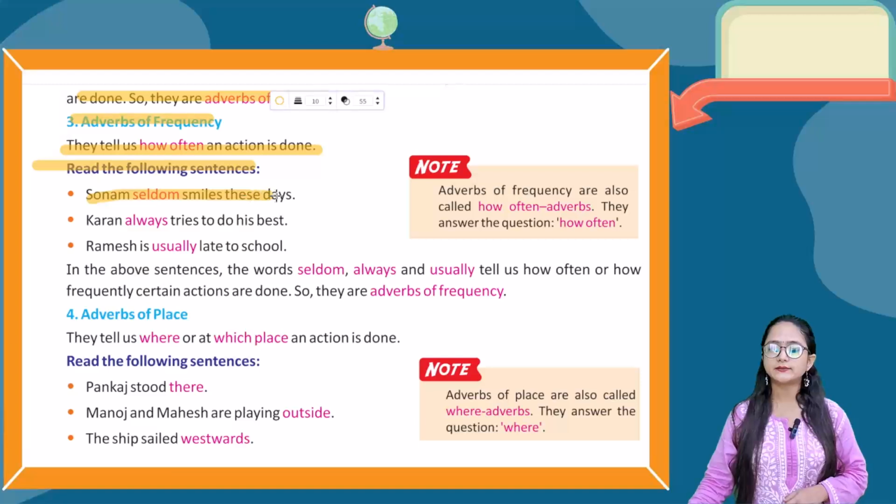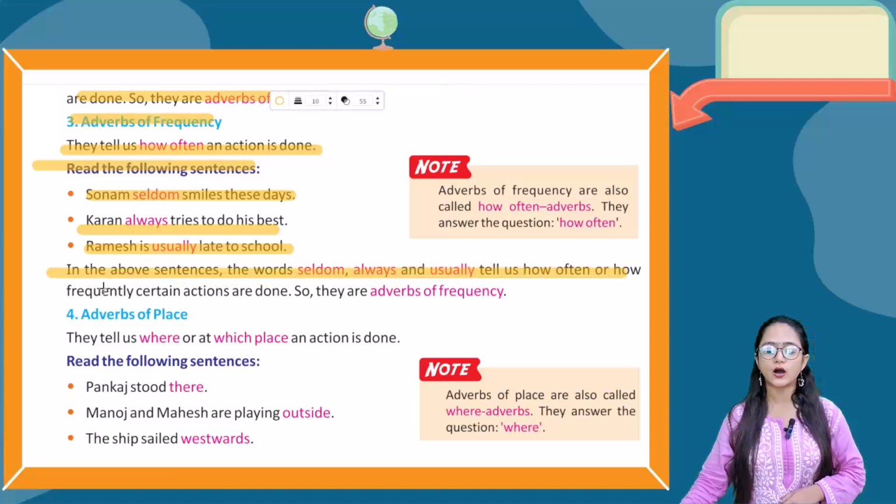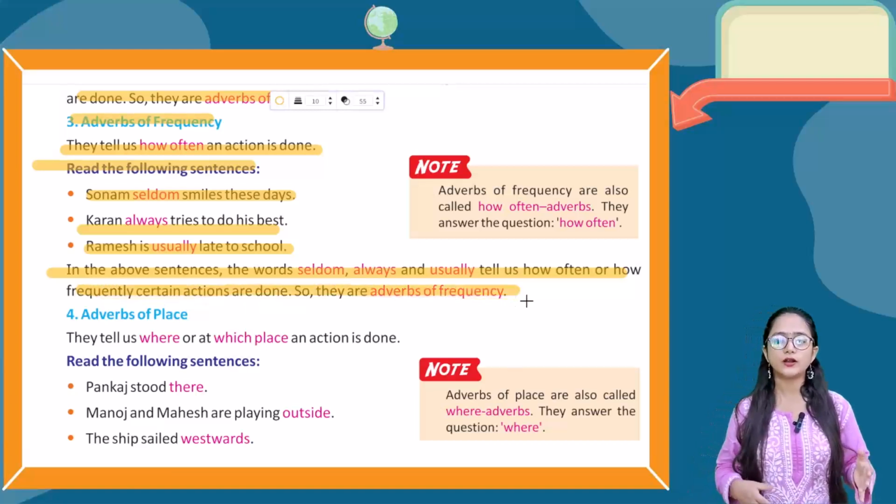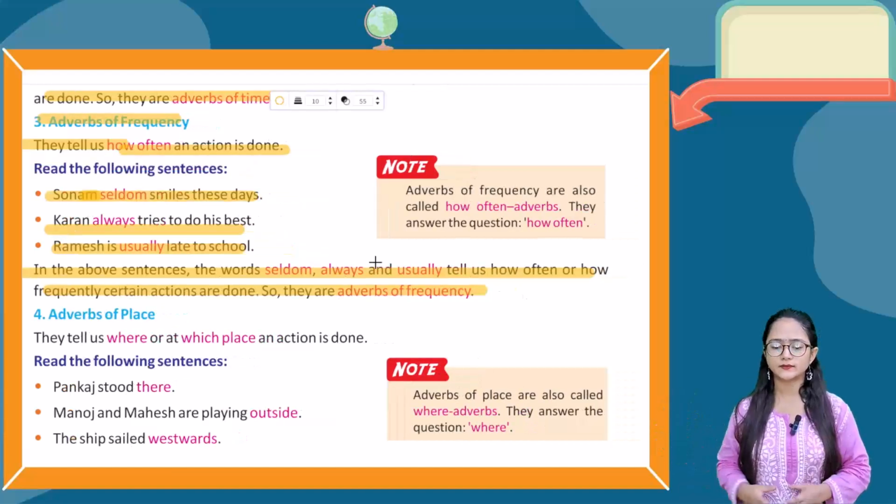Sonam seldom smiles these days. Karan always tries to do his best. Ramesh is usually late for school. In the above sentences, the words seldom, always, and usually tell us how often or how frequently certain actions are done. So they are adverbs of frequency.